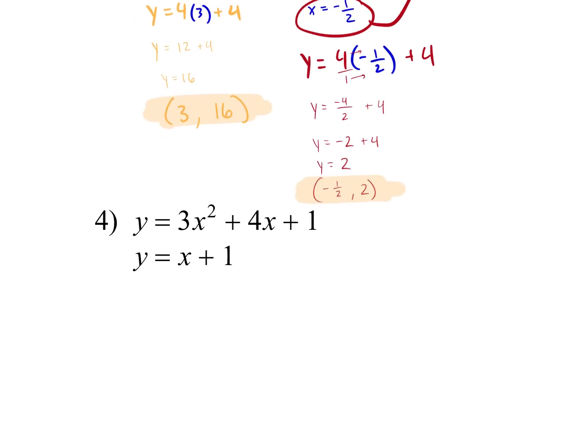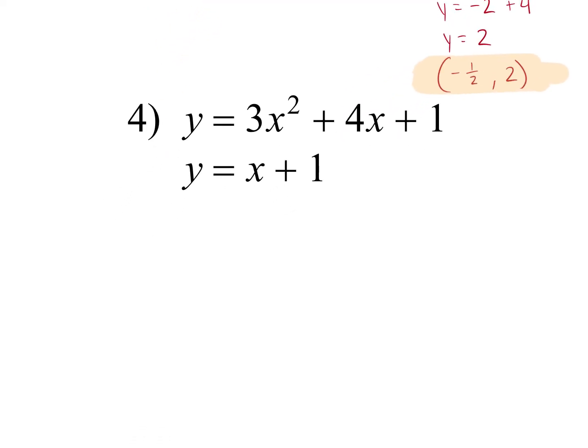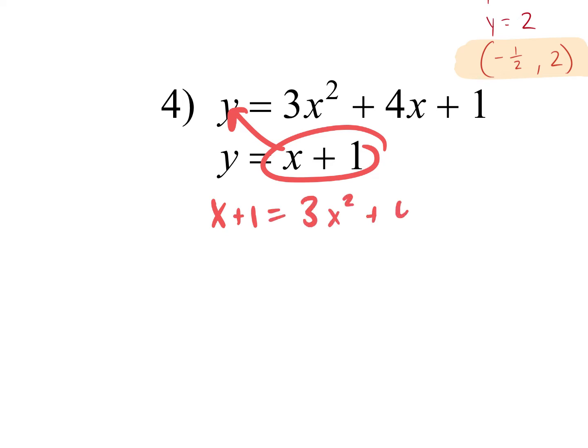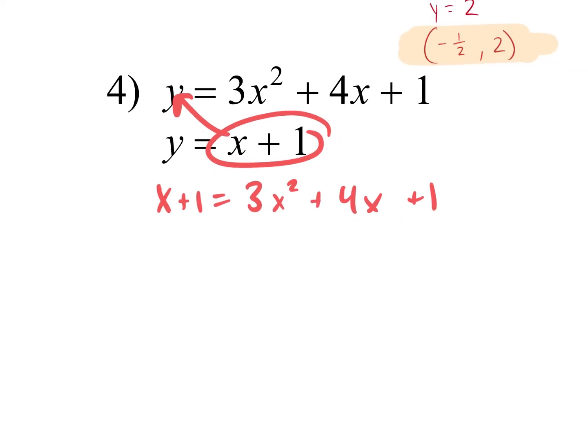Let's look at number 4. So 4 is super similar to number 2, the one we just did. What should I do first? I can use substitution. So since I have a y equals and a y equals, I can just take what y is equal to and substitute it into the y. So I have x plus 1 is equal to 3x squared plus 4x plus 1. Now what would I do to solve?